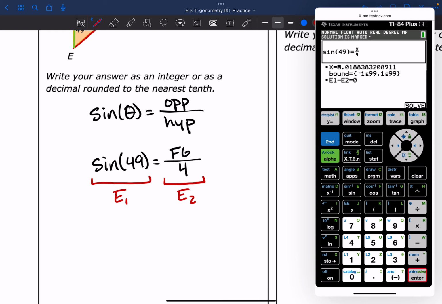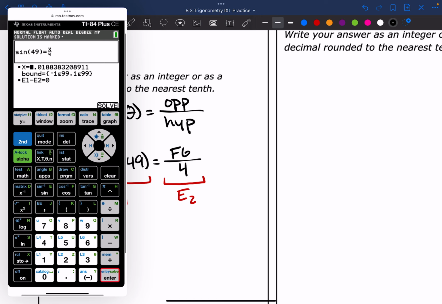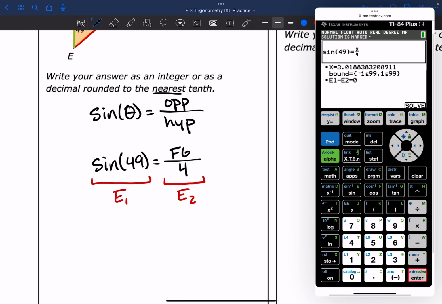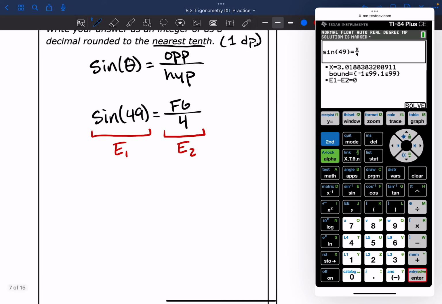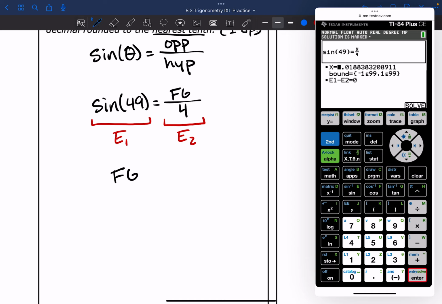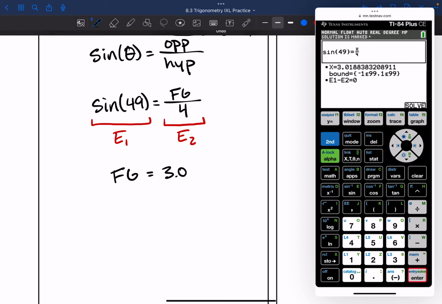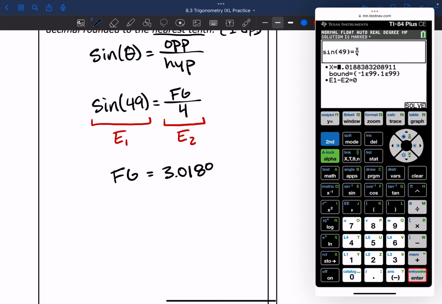Press alpha, enter, boom. Now I do need to round in this one. I need to round to the nearest tenth, which is 1 decimal place. So FG is equal to 3.0188 and so on. The first decimal, or the tenths place, is the 0 right there. Look to the right, it is 1. So actually the approximate value is just going to be 3.0.